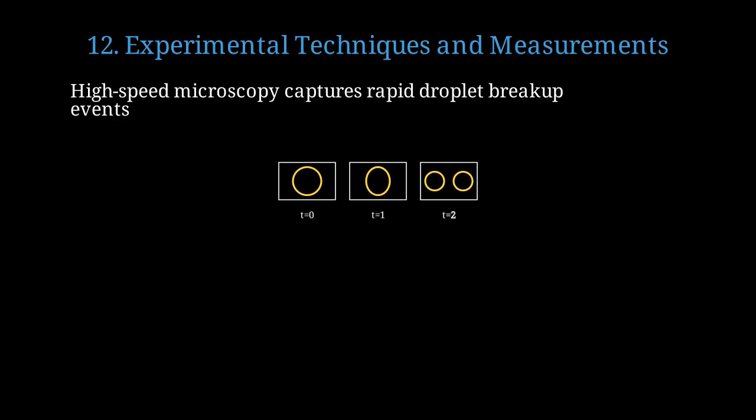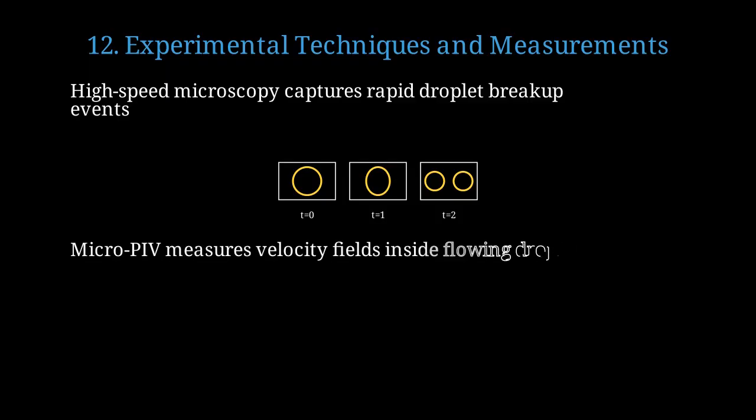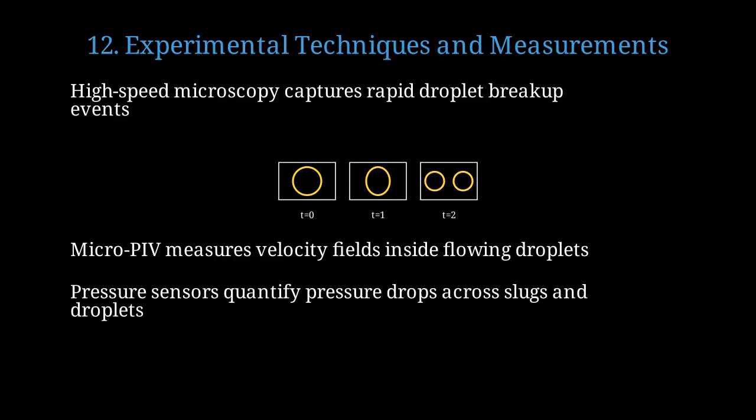Sequential frames show the evolution from a single droplet to elongation to final pinch-off into two separate droplets. Microparticle image velocimetry seeds the fluid with tracer particles and tracks their motion to reconstruct detailed velocity fields. Miniature pressure sensors integrated into microchannels can measure the pressure variations associated with slug and droplet passage.